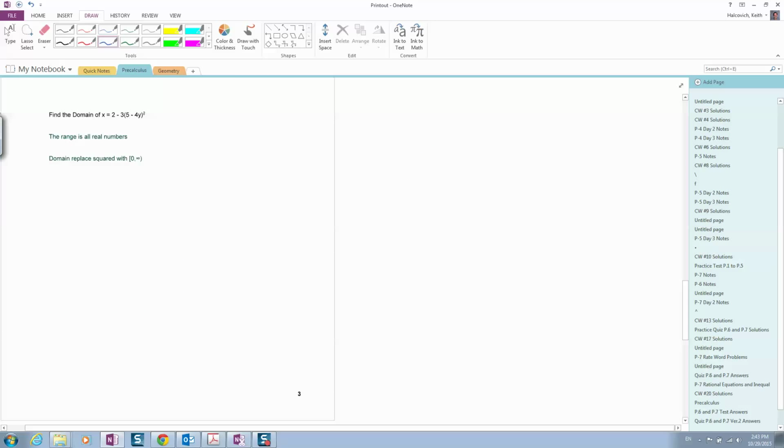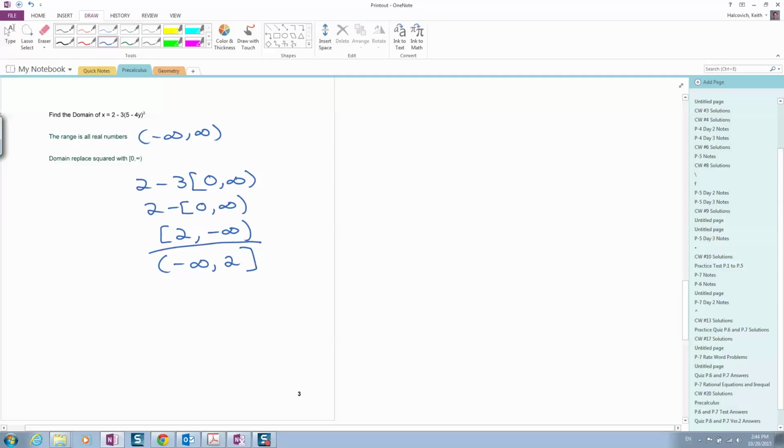Finding the domain of a squared. Remember now, since the domain was all real numbers when it was y equals, now the range is going to be all real numbers when x equals. And then to find the domain, we replace the squared with greater than or equal to 0. So we go 2 minus 3 times greater than or equal to 0. Distribute the 3, and you get 0 to infinity. And then 2 minus gives you 2 to negative infinity, and negative infinity to 2. Like that. So that is your domain.